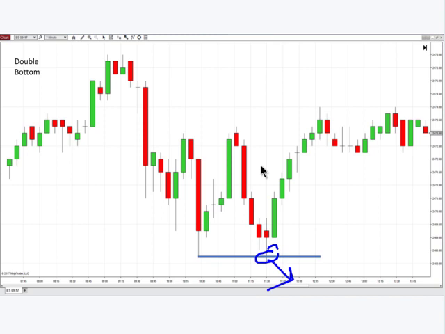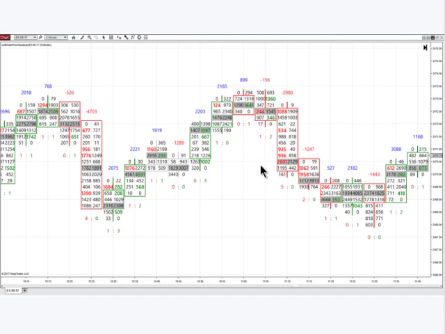Well, we can do what most people do. They'll buy the low, or they'll buy a couple of ticks above the low, and they hope. They park their orders, right? Let's go back to the double bottom. There's the double bottom, so it's over here.